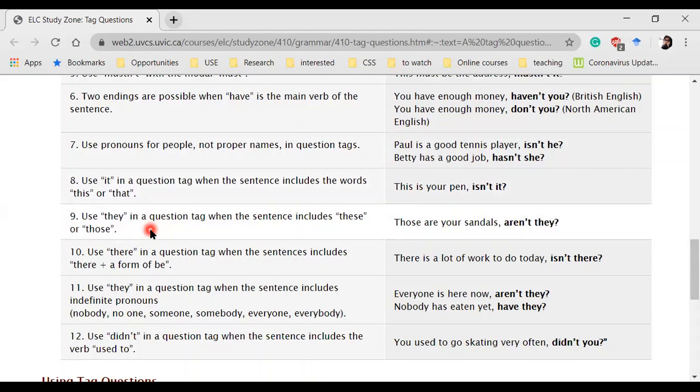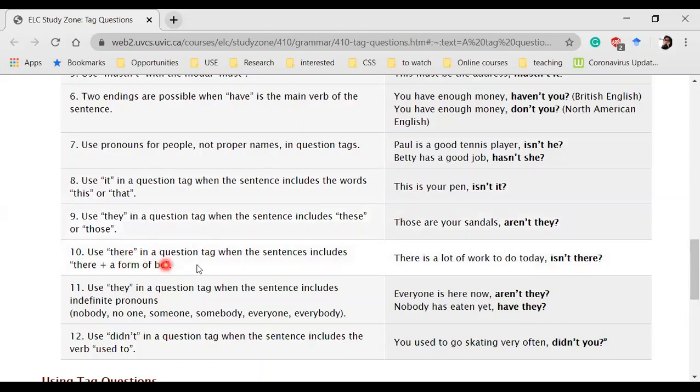Number nine, use they in a question tag when the sentence includes these or those. If we have this or that in the sentence, we use it. Now if we have those or these in the sentence, then we would use they. Those are your sandals, aren't they? Here we can use they for common nouns other than people as well, so you do not have to be confused. Whenever we have those or these, we'll choose the pronoun they: aren't they?